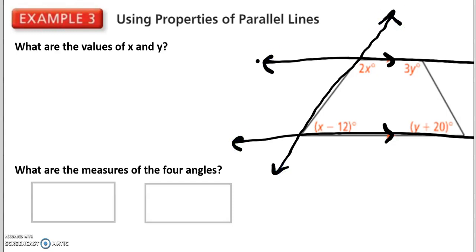Now it is way easier for me to identify my special angle pairs because I'm just focusing on these intersections. What special angle pair is this angle and this angle? Well, I want to think about it. Are they on the interior or the exterior? They're on the interior, right? And are they on the same side or opposite side of my transversal? Same side. So I can confidently say that I would be using the consecutive interior angle theorem.